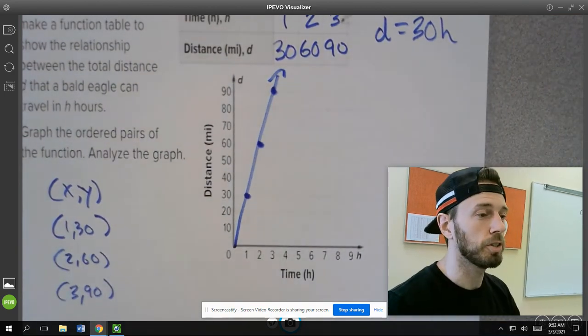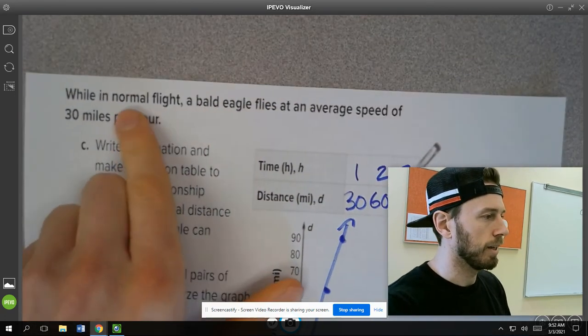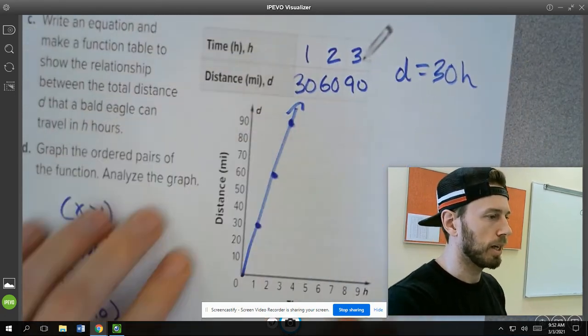And that's kind of the culmination of functions, guys, but it's just really good to get good at turning this into an equation, into a table, into a graph.